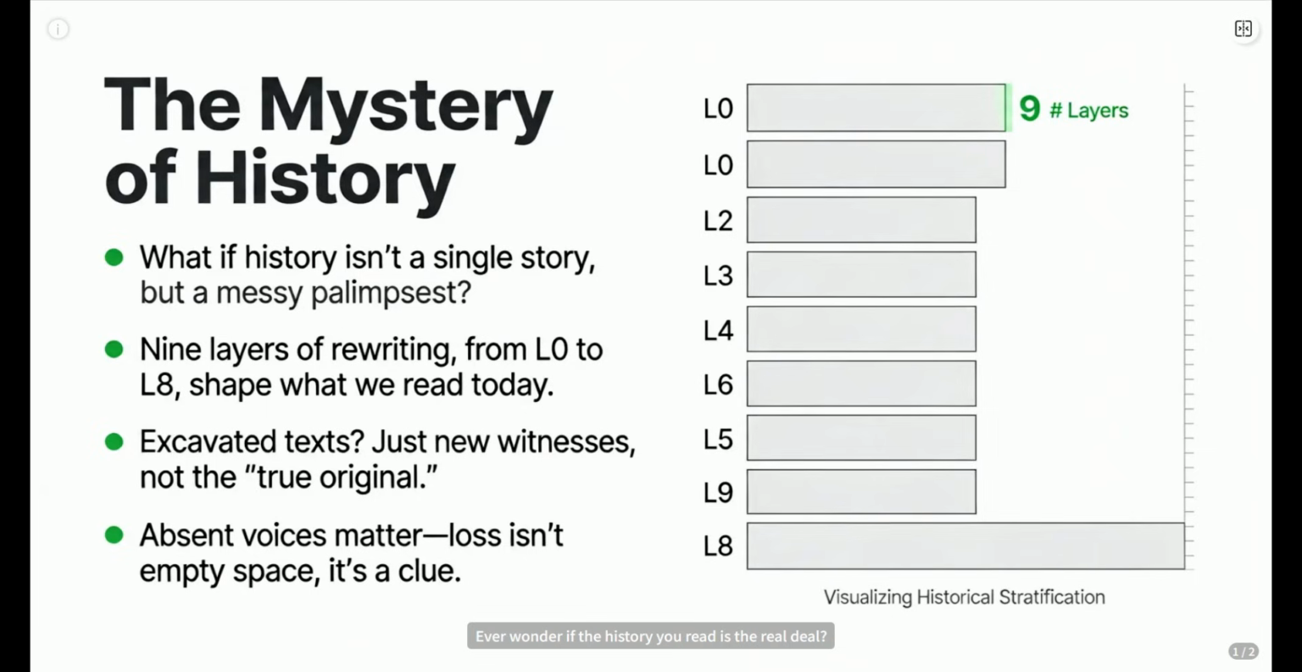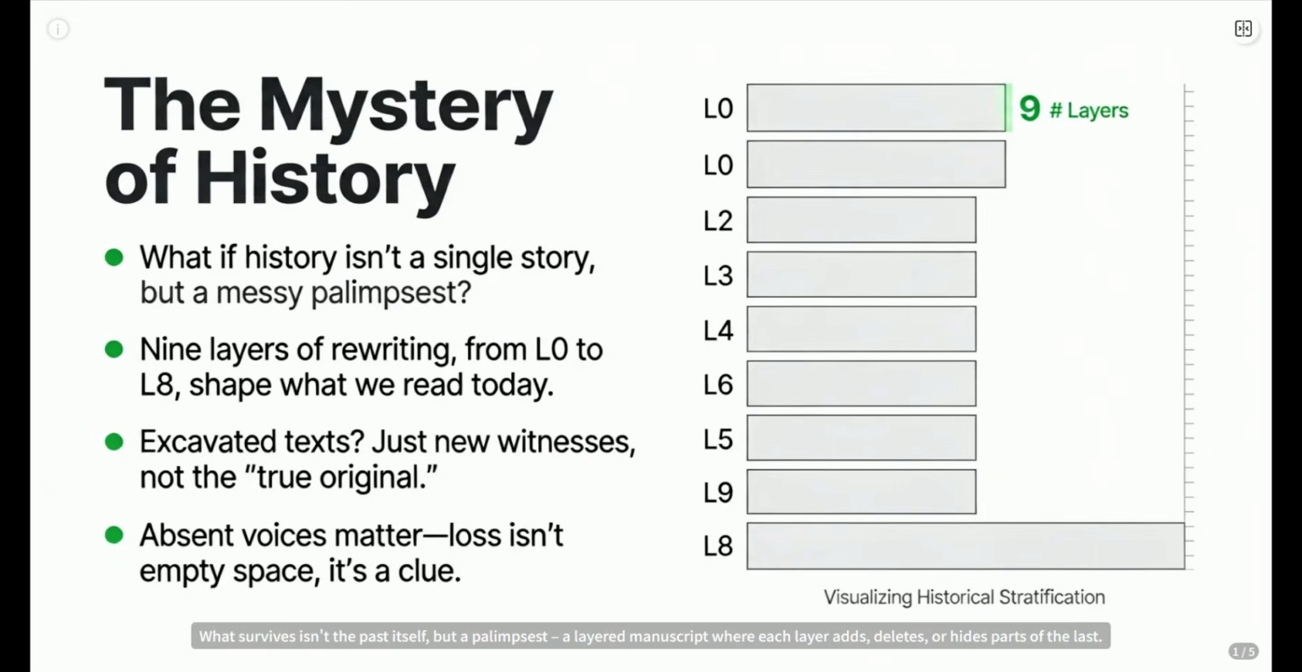Ever wonder if the history you read is the real deal? Or just a heavily edited blockbuster? Forget digging for one pure original. We're looking at layers upon layers of rewriting. Think of it like an ancient text that's been copied, annotated, lost, and rediscovered multiple times.